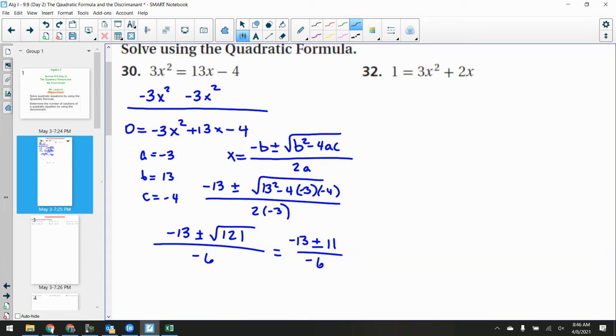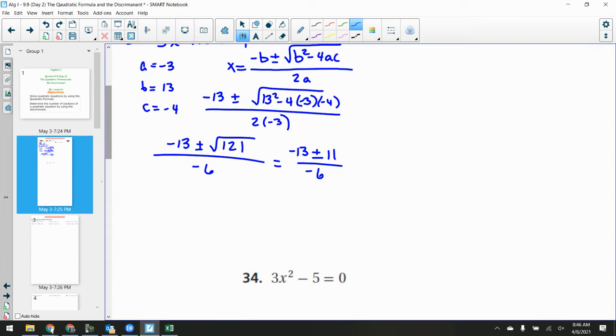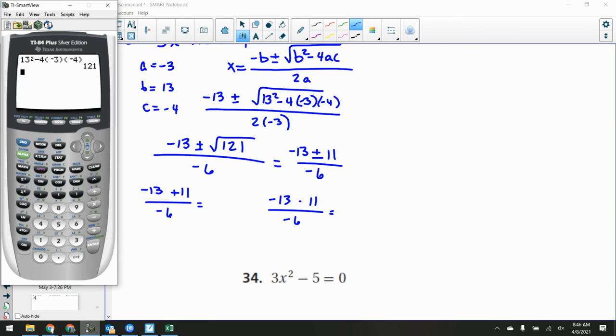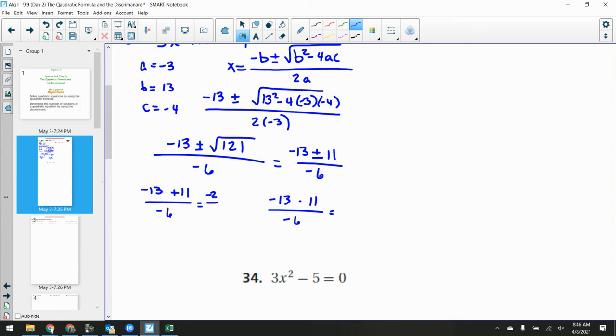So -13 plus or minus 11 all over -6. So we got -13 plus 11 over -6 and -13 minus 11 over -6. All right, -13 plus 11. In the numerator we get -2 over -6, which is 1/3 or 0.3. We'll use a decimal here: 0.3 repeating.